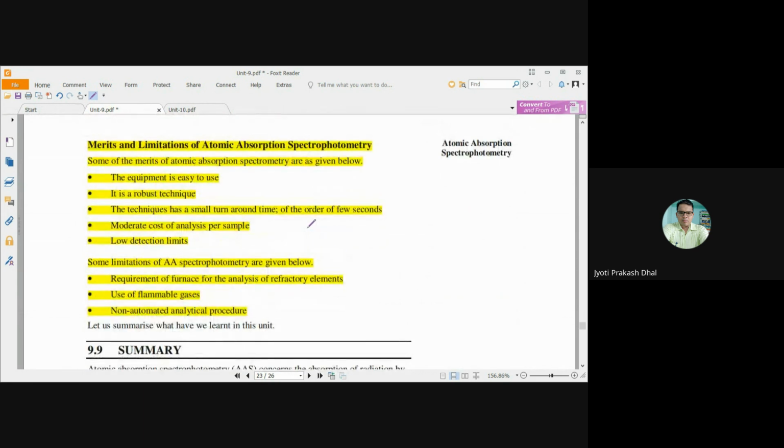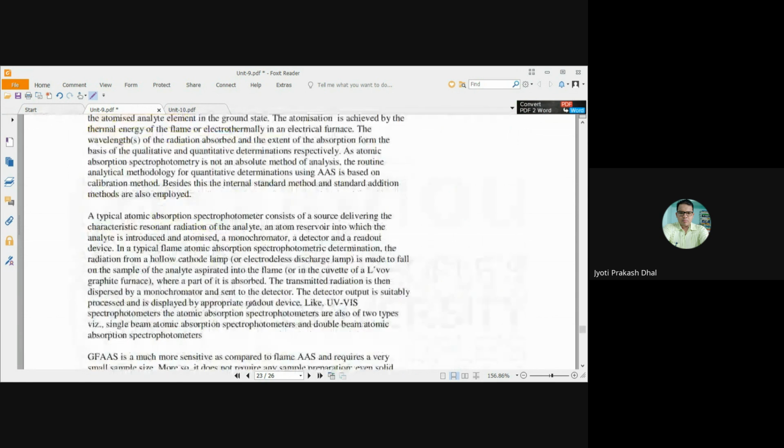Now coming to the merits and limitations of AAS. First we'll discuss some merits. The equipment is easy to use. It is a robust technique. The technique has a small turnaround time, on the order of a few seconds. Moderate cost of analysis per sample. Low detection limit. Some of the limitations of AAS: requirement of a furnace for the analysis of refractory materials, use of flammable gases, and a non-automated analytical procedure.